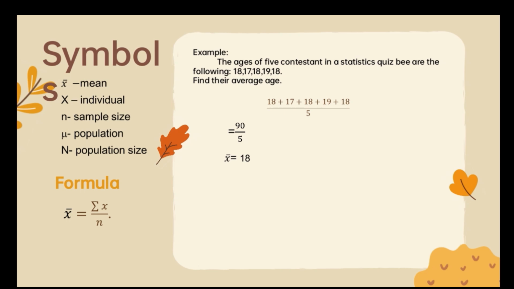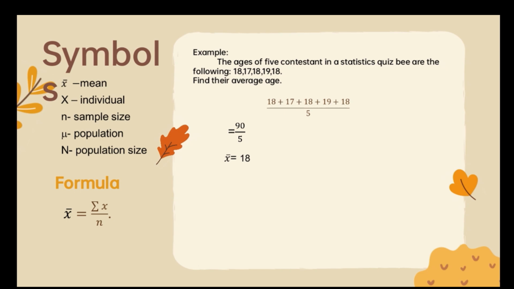Next, we have another example: the ages of 5 contestants in a statistics quiz bee are the following: 18, 17, 18, 19, and 18. We will find the average age. All of that will be divided by 5. So 90 divided by 5, we now have the mean equal to 18.